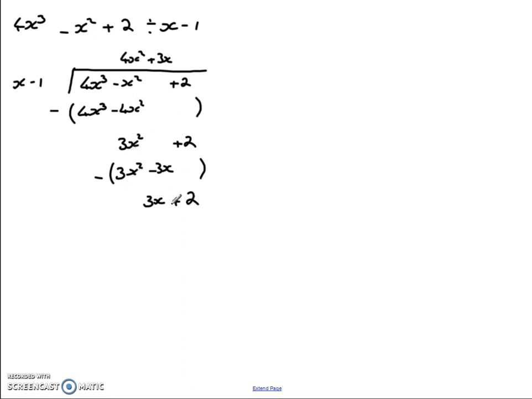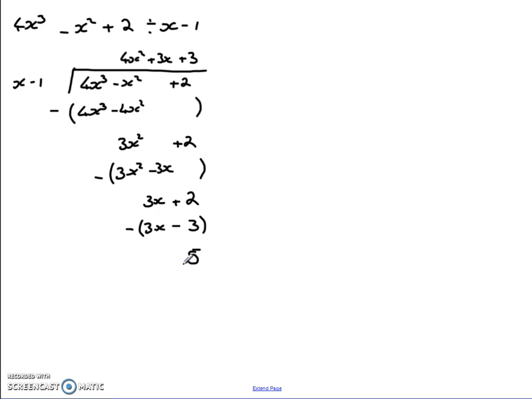At this stage, we do the same thing. The highest power here is equal to the highest power here, so we can go one more time, and we do the same set of things. x into the 3x simply gives me a plus 3. We then take the plus 3 and multiply the x minus 1 by it, and we get 3x minus 3. And again, we then subtract it. So 3x take away 3x gives me nothing. 2 take away negative 3 gives me 5.